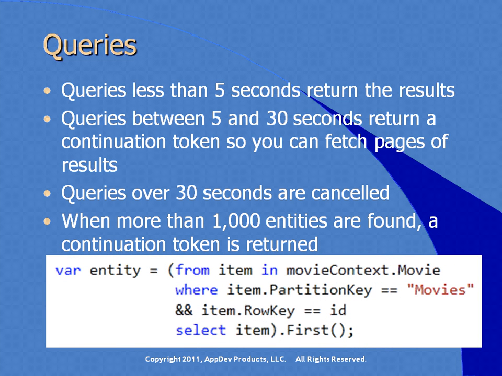Here we're querying the movies table, and we're filtering on the partition key and the row ID, and then telling it to give us the first entity back. This query obviously will return in less than 5 seconds. Even if you're on a slow system, it still may take less than 5 seconds. And here's a good example of a query, but we're actually going to talk about this a little more.